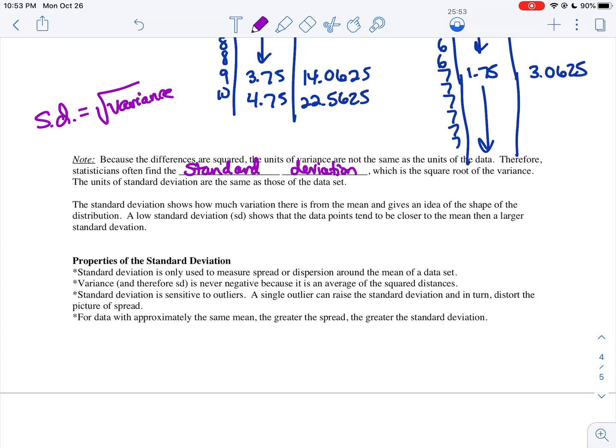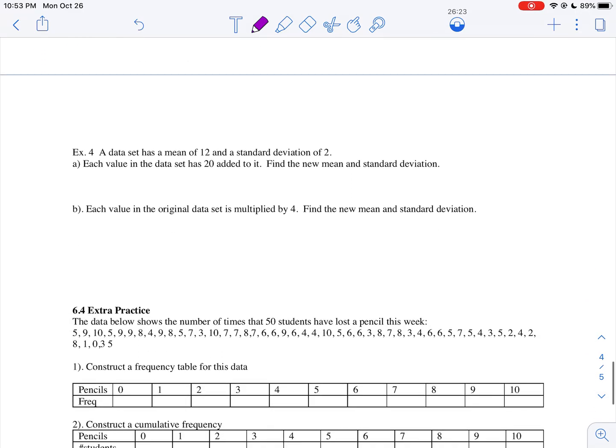Here are some properties of the standard deviation. Standard deviation is only used to measure spread or dispersion around the mean of a data set. Variance, and therefore standard deviation, is never negative because it is an average of the squared distances. Standard deviation is sensitive to outliers. A single outlier can raise the standard deviation and in turn distort the picture of spread. For data with approximately the same mean, the greater the spread, the greater the standard deviation.